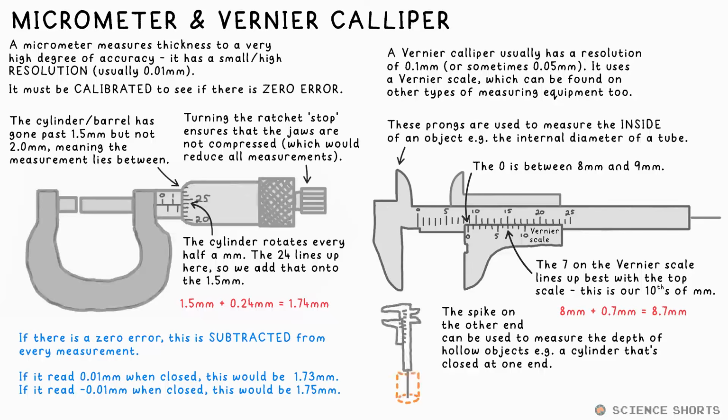It can also be used to measure the depth of a hollow object, say a tube, using the rod that comes out of the other end that goes into the tube and the edge of the caliper rests on the top. Then you just read it as normal.